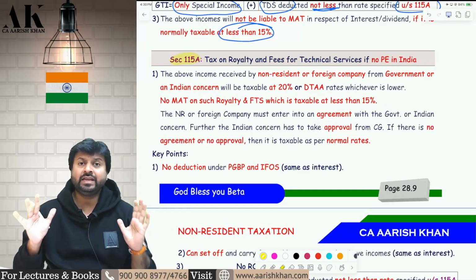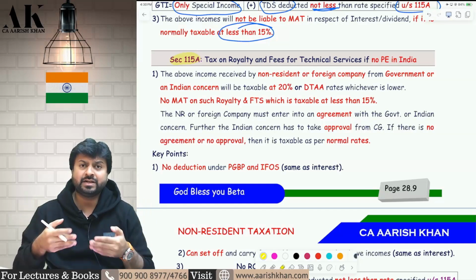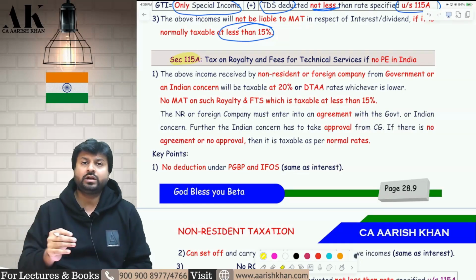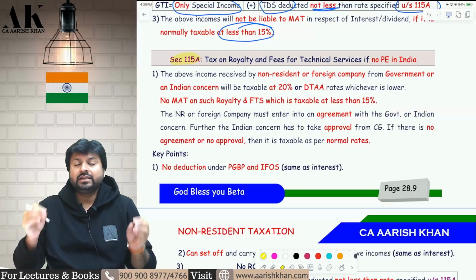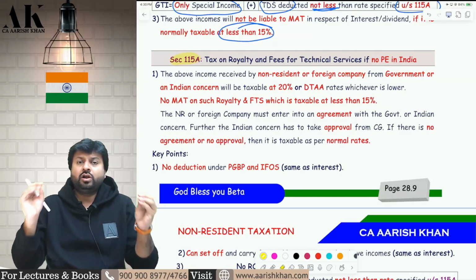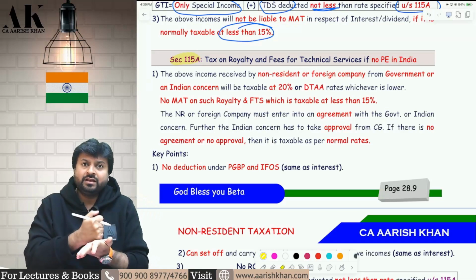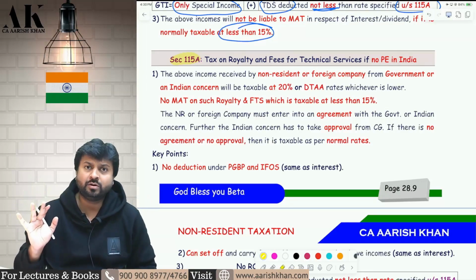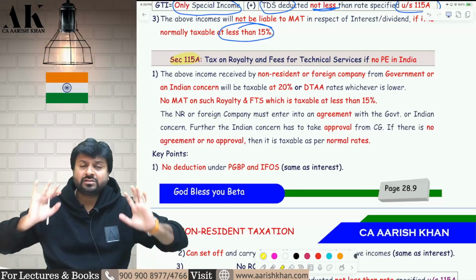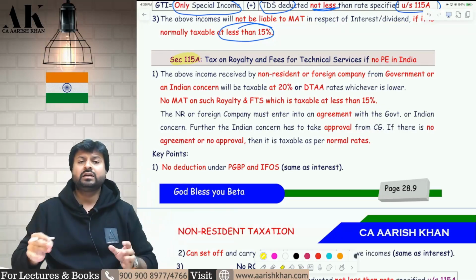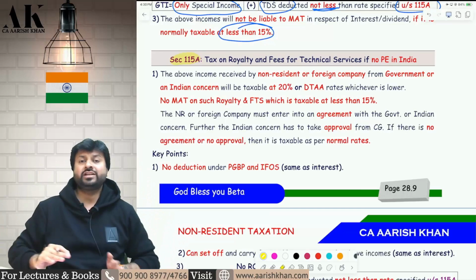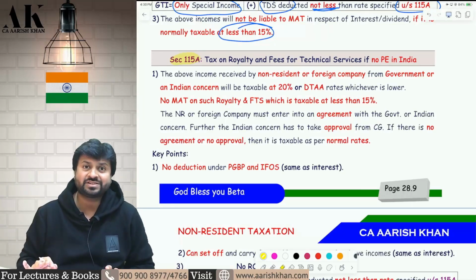And if there is a PE of a non-resident in India, a permanent establishment, that is, the non-resident or foreign company has a permanent establishment in India, then you will go under 44DA. But to come under both the sections, the non-resident should have an agreement with the Indian concern or government, and that agreement should be approved by the central government. If the agreement is not there or it is not approved, then you do not come under both the sections, then you will go under the normal provisions of the income tax law.